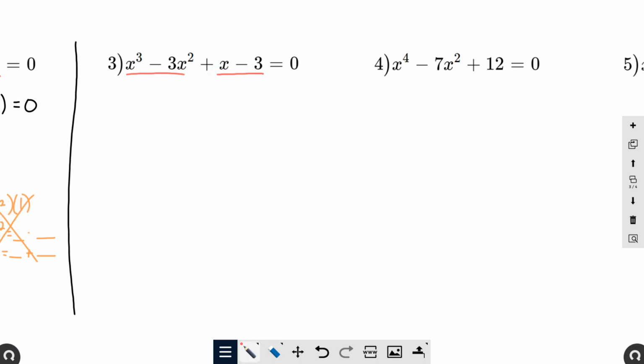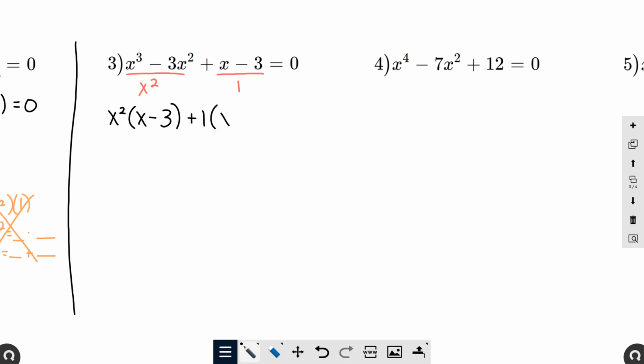Let's group these and group these. Let's see if we can factor this into something. There's 4 terms. Try grouping. What do the first 2 have in common? X squared. What do the last 2 have in common? Just 1. So let's factor out that x squared. What are we left with? X minus 3. Good. Power over power, you subtract.